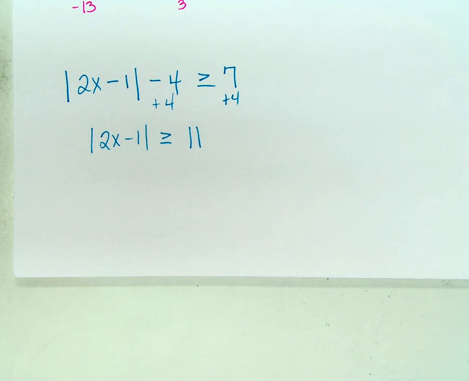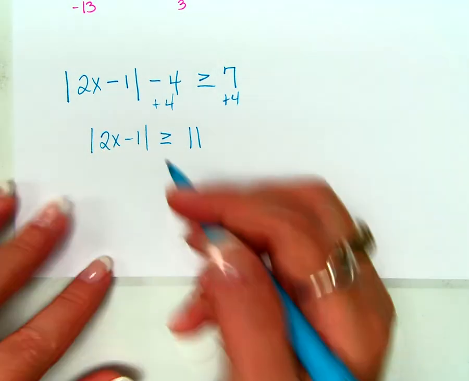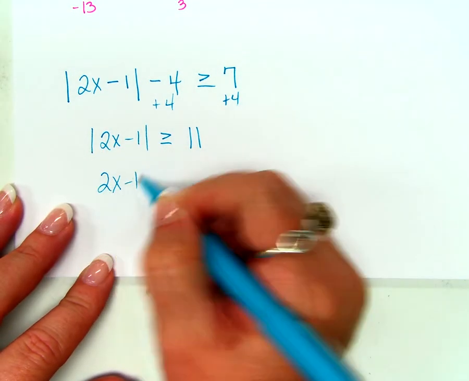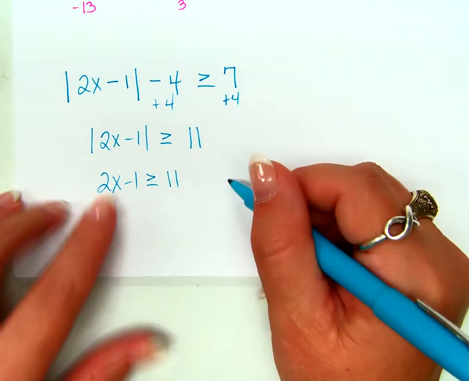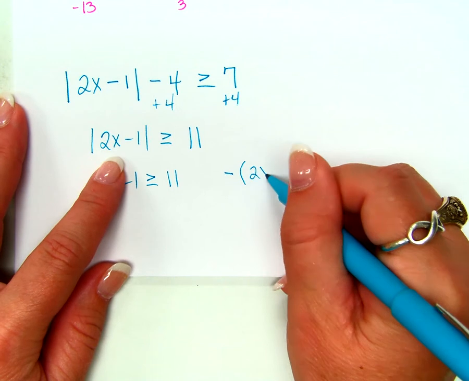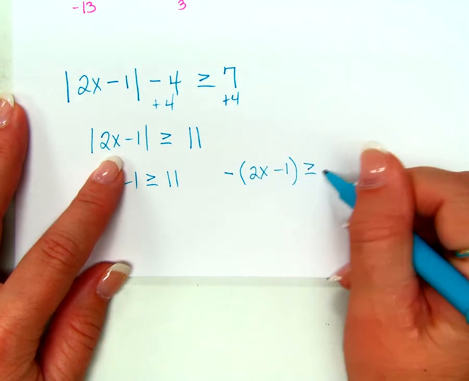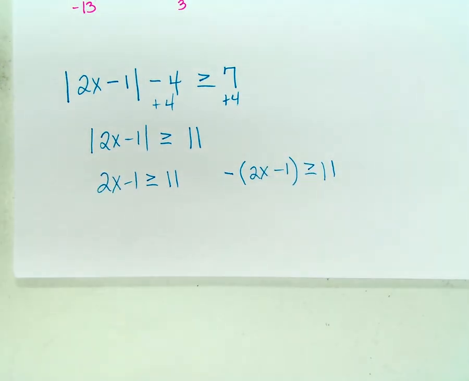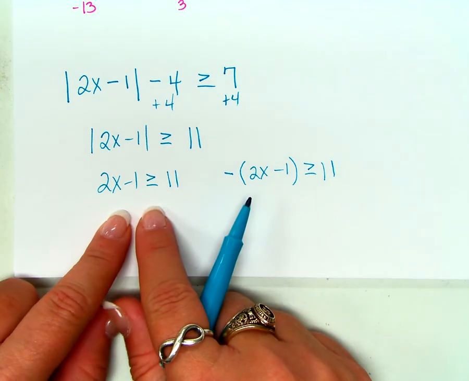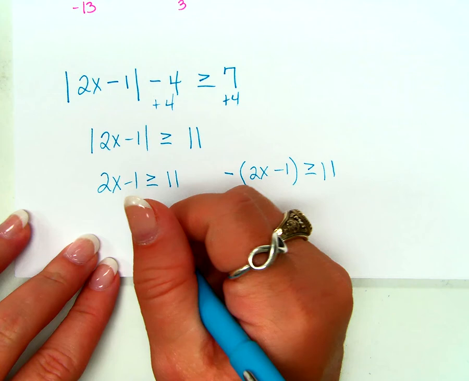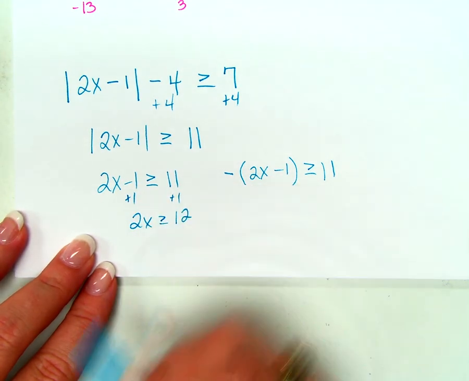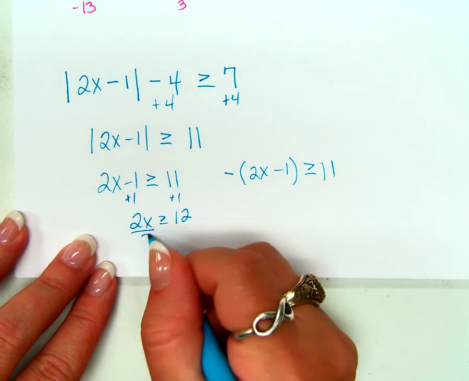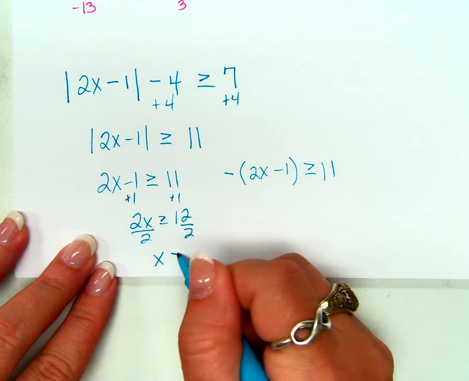Now we make our equation. Now we have the positive and the negative, right? So 2x minus 1 is greater than or equal to 11. That's the positive. Negative 2x minus 1 is greater than or equal to 11. The left-hand one is usually the easier one to solve, right? So if I add 1 to both sides, 2x is greater than or equal to 12. Good. x is greater than or equal to 6.